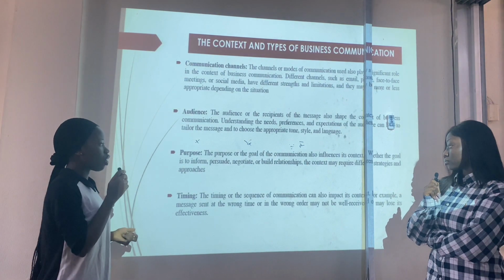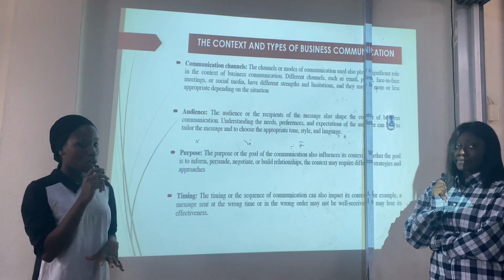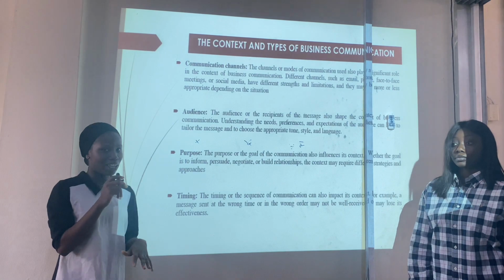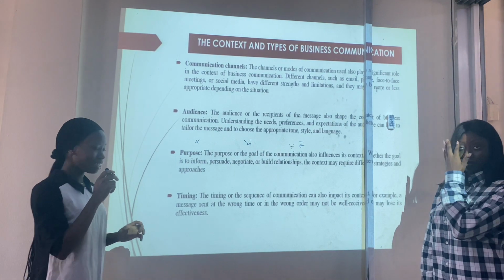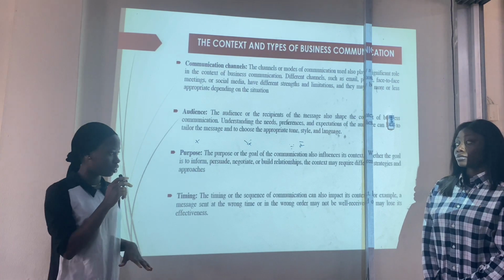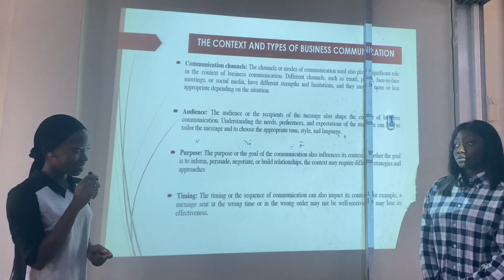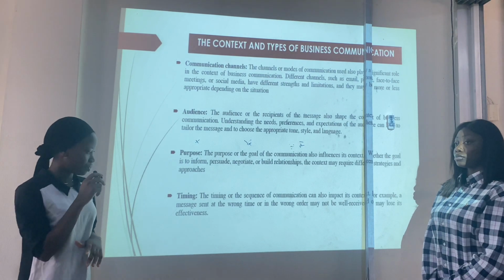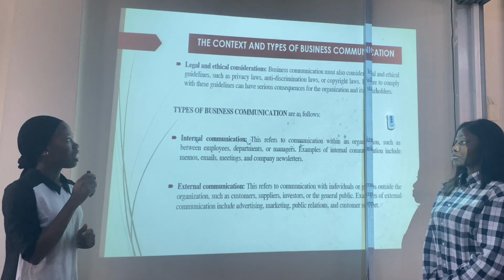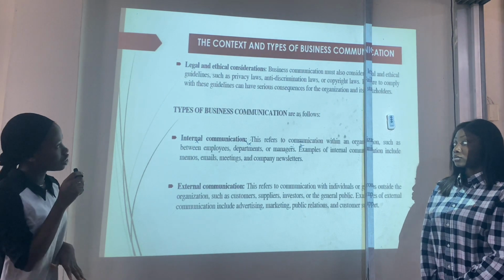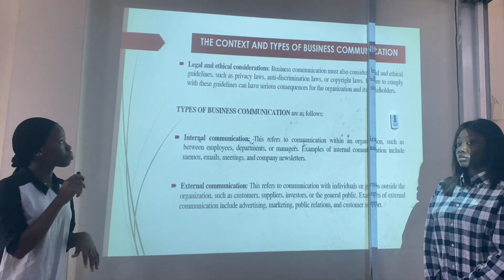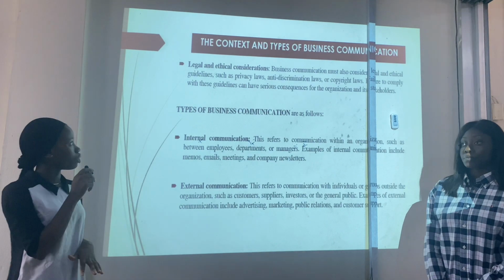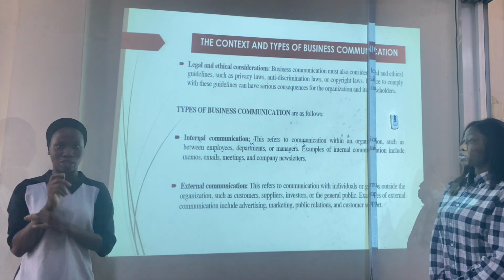The purpose. The purpose or the goal of communication also influences its context, whether the goal is to inform, persuade, negotiate, or build relationships. Timing. The timing or the sequence of communication can also impact its context. For example, a message sent at the wrong time or in the wrong order may not be well received and may lose its effectiveness. Legal and ethical considerations. Business communication must also consider legal and ethical guidelines such as privacy laws, anti-discrimination laws, or copyright. Failure to comply with these laws and guidelines can have serious consequences on business communication.